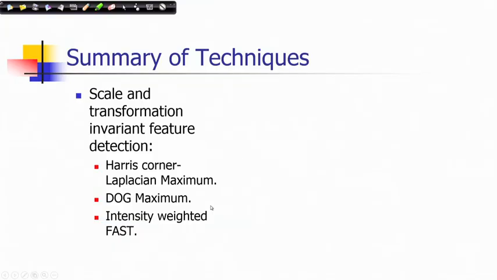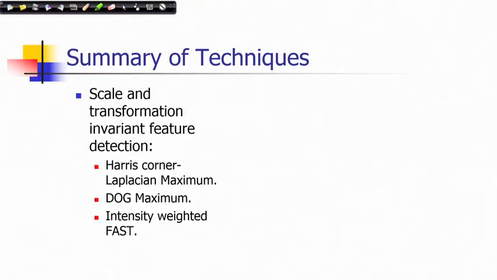So, we will summarize all these different issues and techniques that we discussed in these lectures on this topic. We have discussed scale and transformation invariant feature detection, and some of them are like Harris corner or Laplacian maximum. Those are the methods of feature detection. You can also use difference of Gaussian maximum or extremum, it could be minimum also.